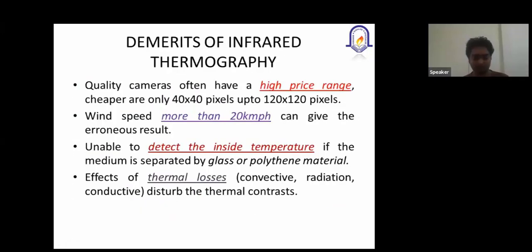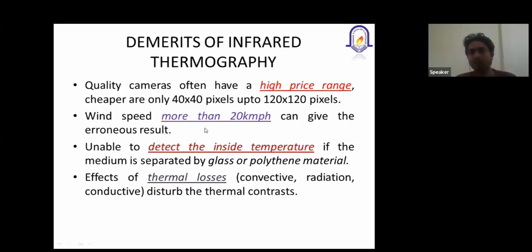See, every coin has two sides. If it has merits, it also has demerits. A quality camera often has a high price range. This is one of the major drawbacks of the thermal camera. Cheaper ones are 40 by 40 pixel up to 120 by 120 pixel. I have already shown you one of the cameras which is directly connected to an Android or iOS mobile. So these are the cheaper ones, but they are not at all useful. But as we increase the price, we are going to get higher specification thermal cameras.